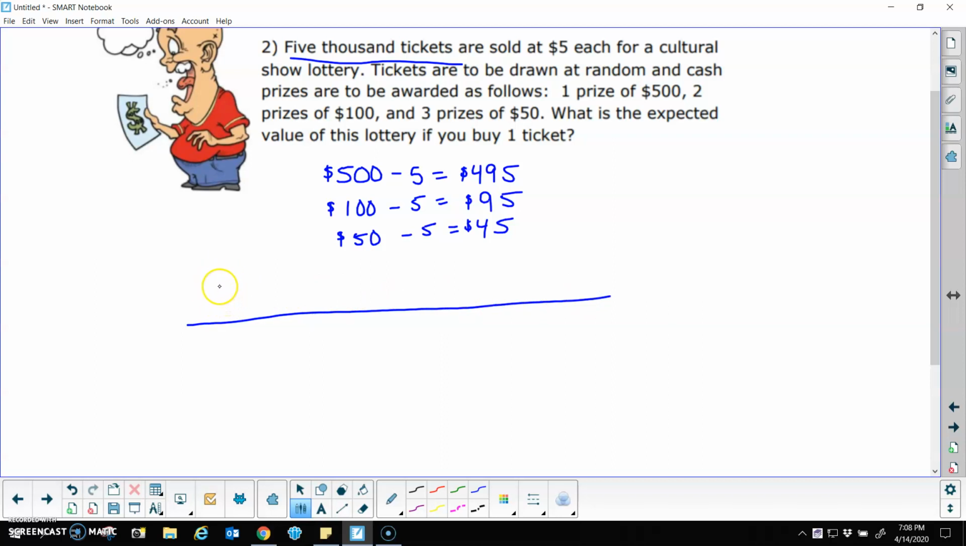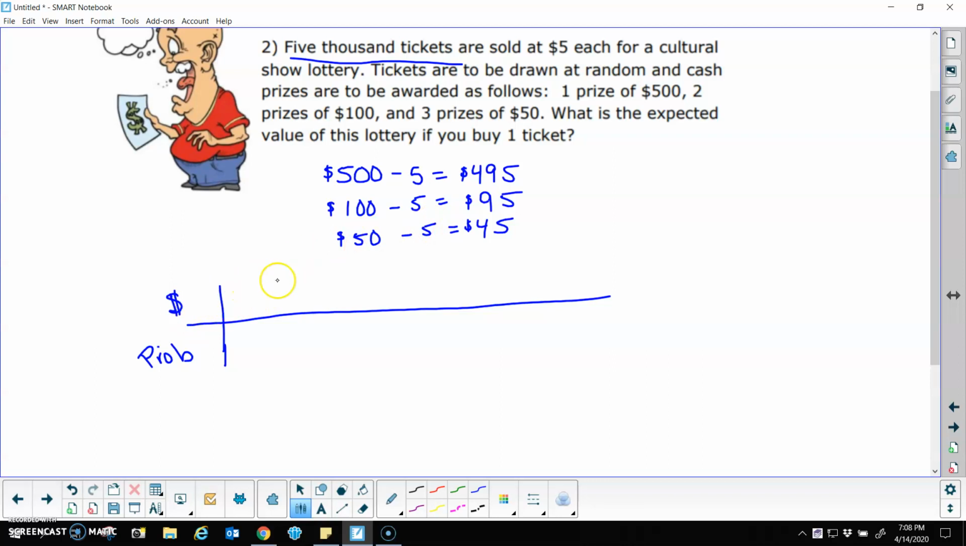How do I want to do this? Let's do cash prizes and probability. Okay, I have Newton right here. Too bad you can't see him. He wants to be part of it.